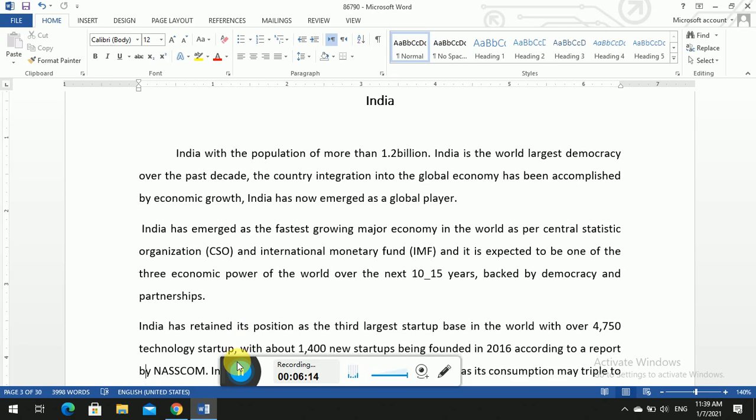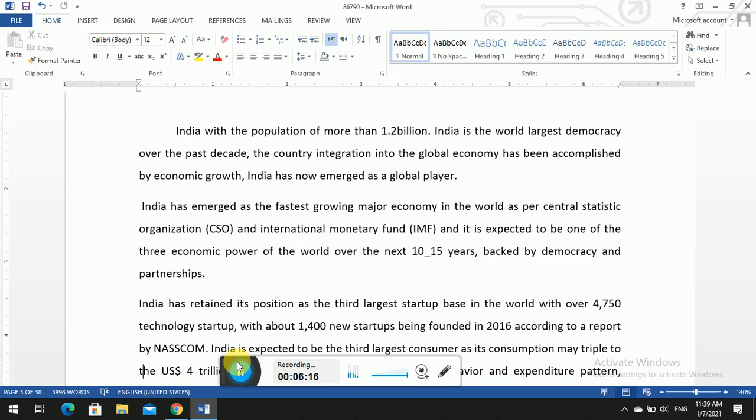India has now emerged as a global player. India has emerged as the fastest growing major economy in the world as per the Central Statistics Organization and International Monetary Fund, and it is expected to be one of the three economic powers of the world over the next 10-15 years, backed by democracy in partnership.